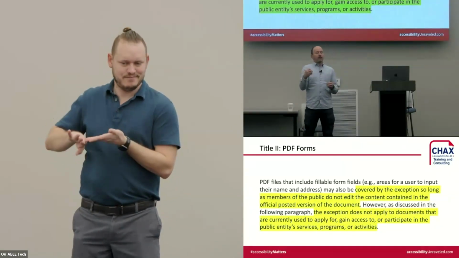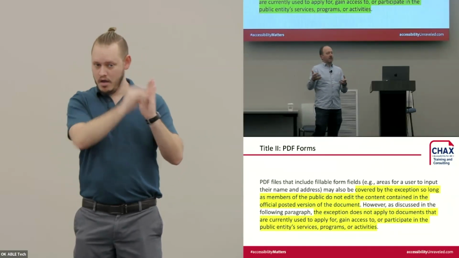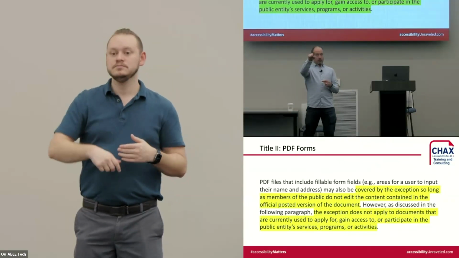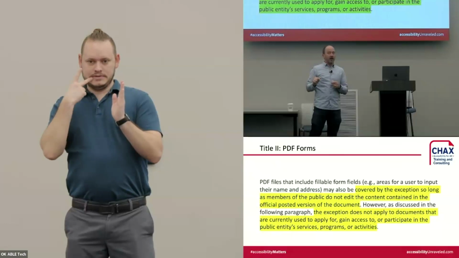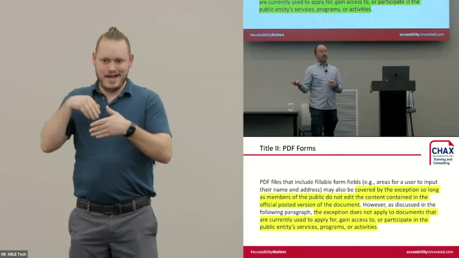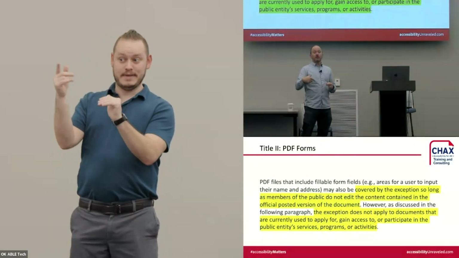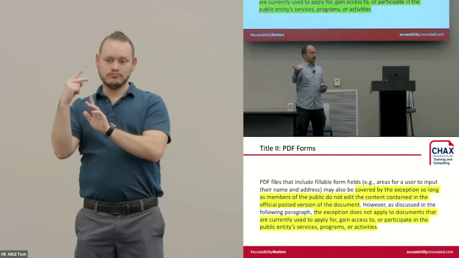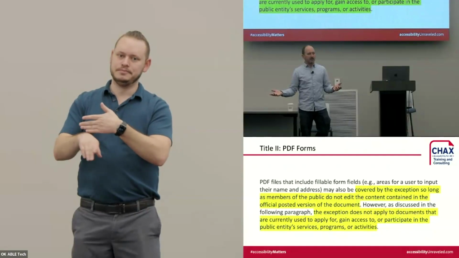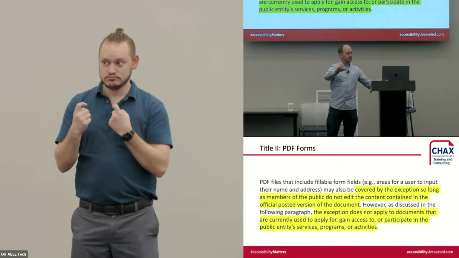And again, yesterday you heard this as well, where they're talking about there are exemptions to some of the documents. And if the user is not expected to fill out the form, then you're not forced to make that accessible. But if it is a form, down at the bottom, you can see the exception does not apply to documents that are currently used to apply for, gain access to, or participate in the public entity's services. So if you're expecting them to fill out the form to apply for something or sign up for something, that of course does need to be made accessible, okay? Does anybody have any questions so far? All right.